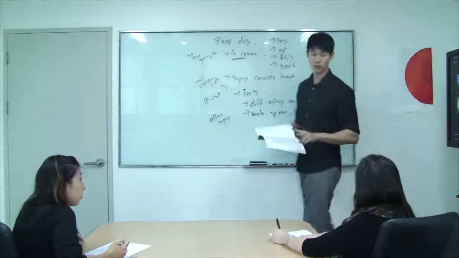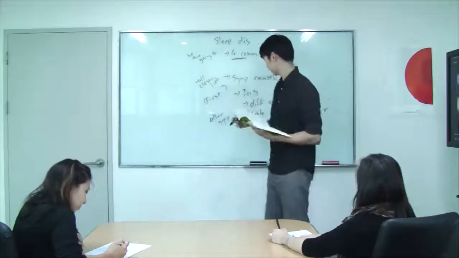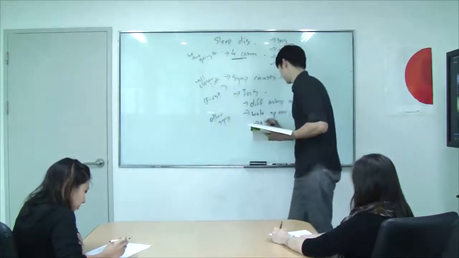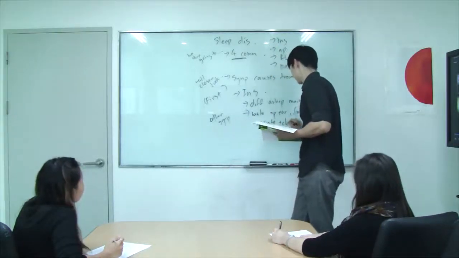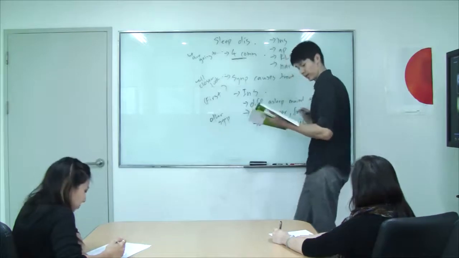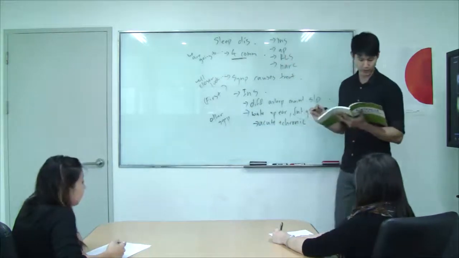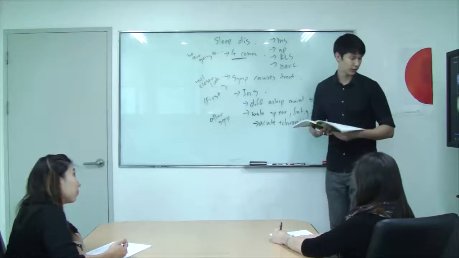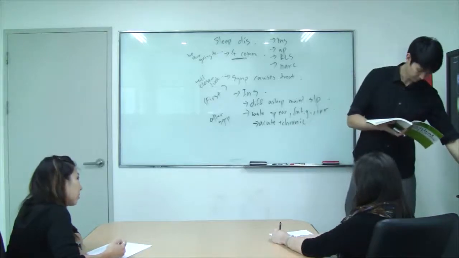What are the two types of insomnia, Megan? Acute and chronic. Okay. And what is acute insomnia? Short term. And what is chronic insomnia? Long term. Very good. Okay, let's go ahead and continue listening.